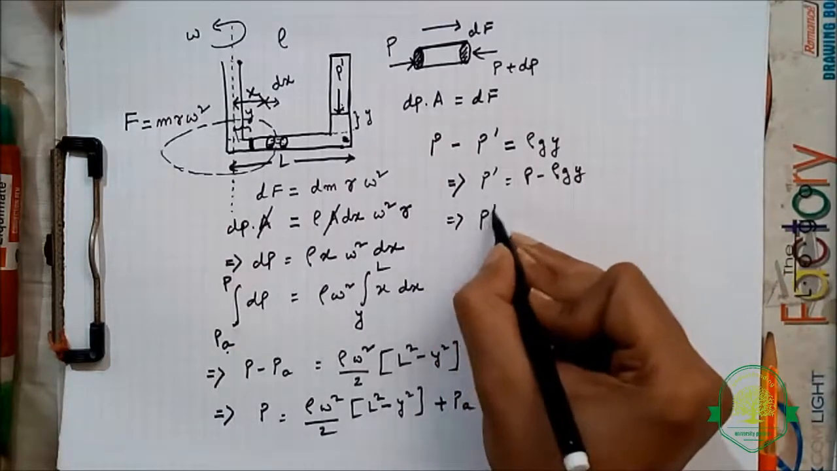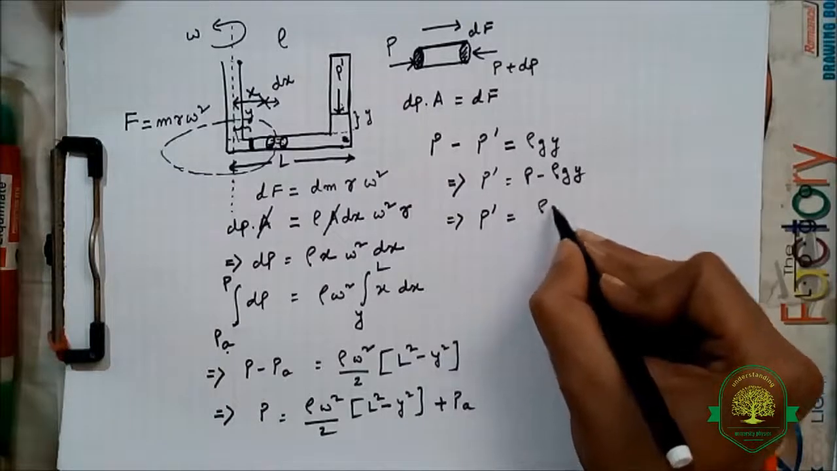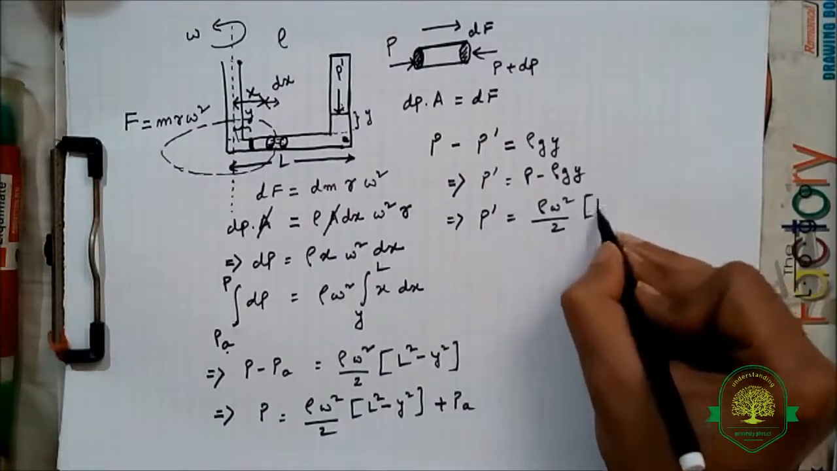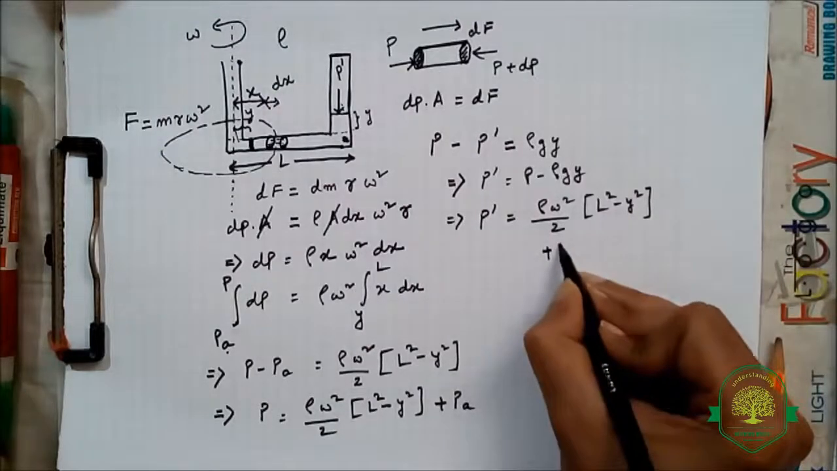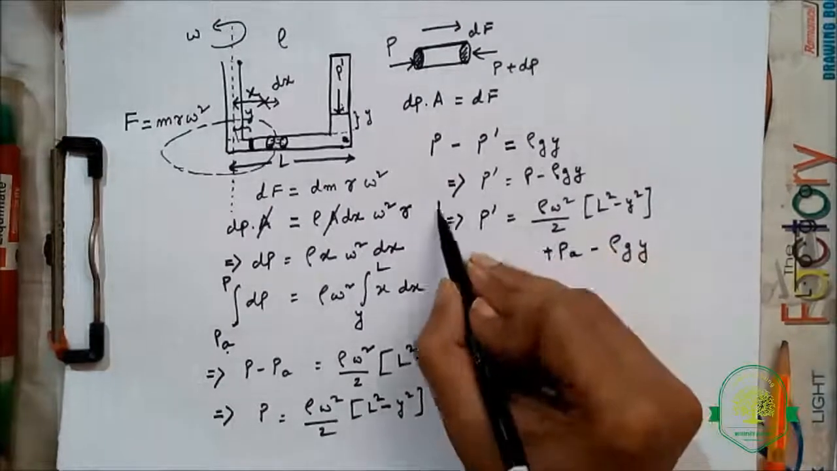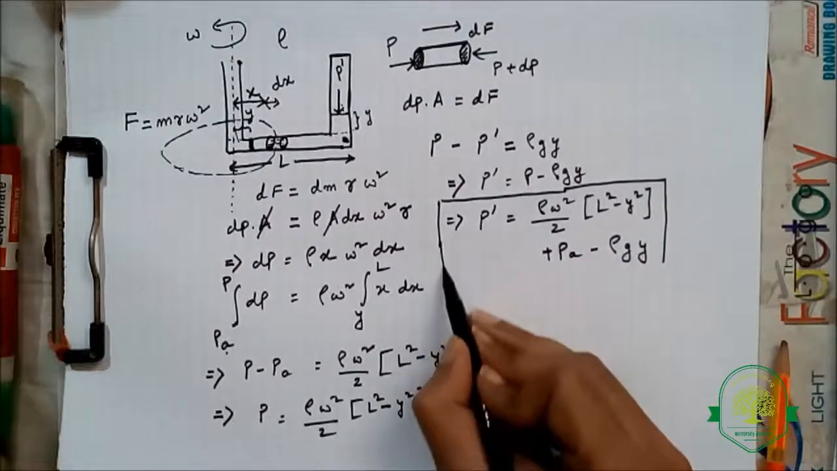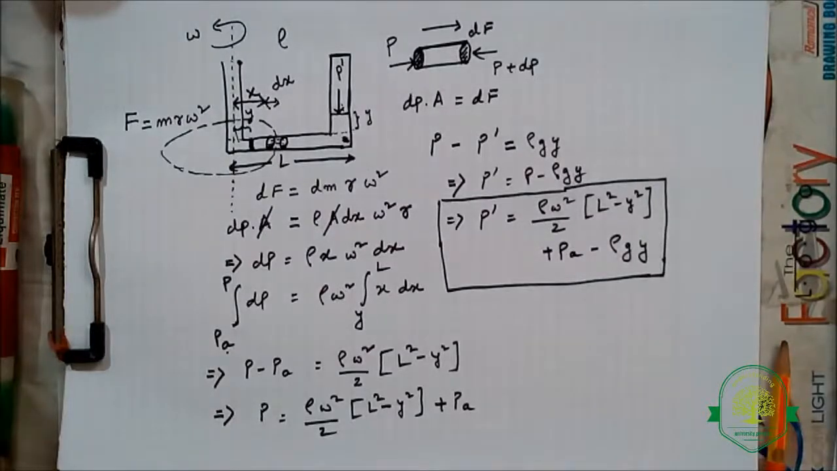So P dash becomes, we just substitute the expression for P here. So that's rho omega squared over 2 times L squared minus Y squared plus PA minus rho g y. So that's our final answer. So that completes the first problem.